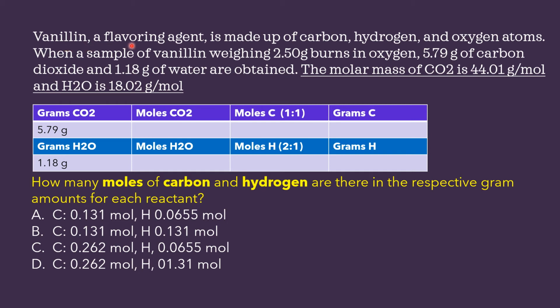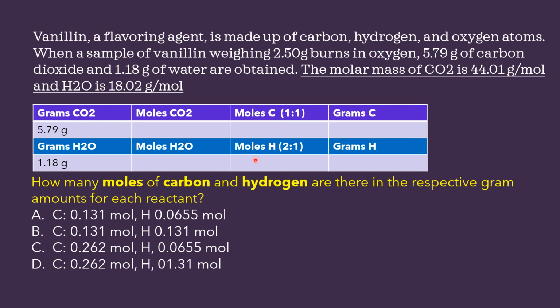The first thing we have to do, as noted when I outlined the procedure, is figure out how many moles of carbon dioxide, moles of carbon, grams of carbon, and then rinse and repeat for moles of water, moles of hydrogen, and grams of hydrogen. For this first step, I just want you to figure out how many moles of carbon and hydrogen there are in each of these gram amounts for carbon dioxide and water, our reactants. And of course, you know how to do this. So you can give it a stab.